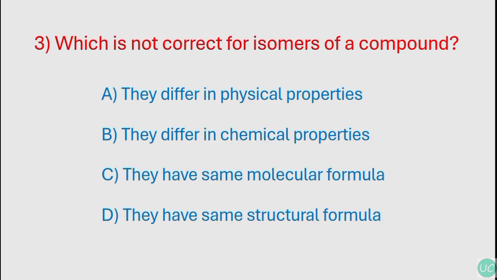Our next question is: which is not correct for isomers of a compound? That they differ in physical properties. This is true. Isomers differ in physical and chemical properties. They have the same molecular formula, so this is true. All isomers have the same molecular formula or general formula, and they have the same structural formula. So this is incorrect. They have a different structural formula.